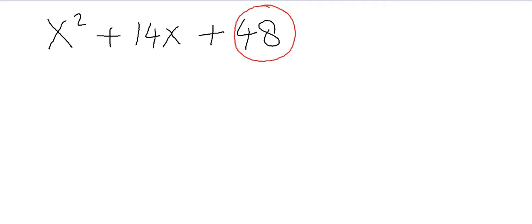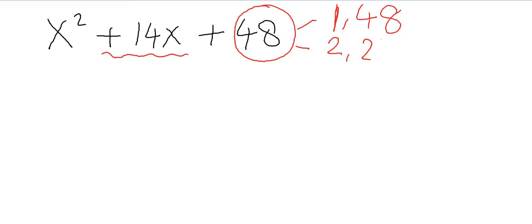And what are the factors of 48? You could have 1 and 48. You're looking at two sets of numbers, in this case 1 and 48, that will give you a plus 14. Now 1 and 48 cannot, either by adding them or subtracting them, give you 14, right? So let's go on. The next set of factors of 48 could be 2 and 24. Again, you won't get a 14 from these two numbers.